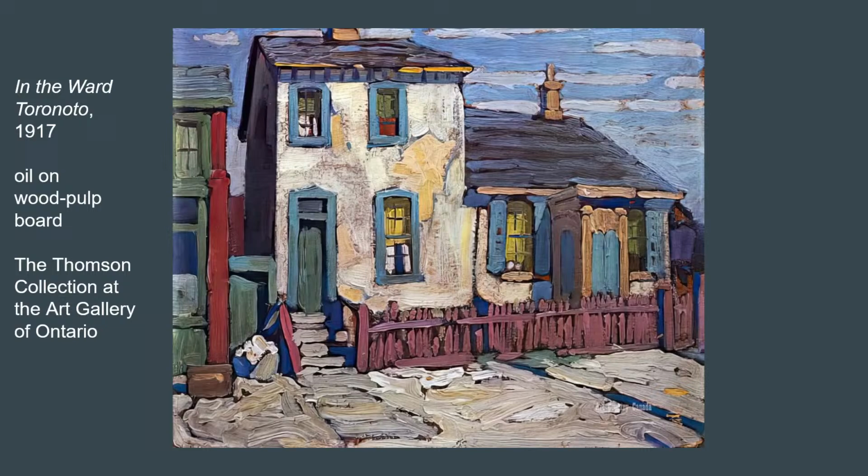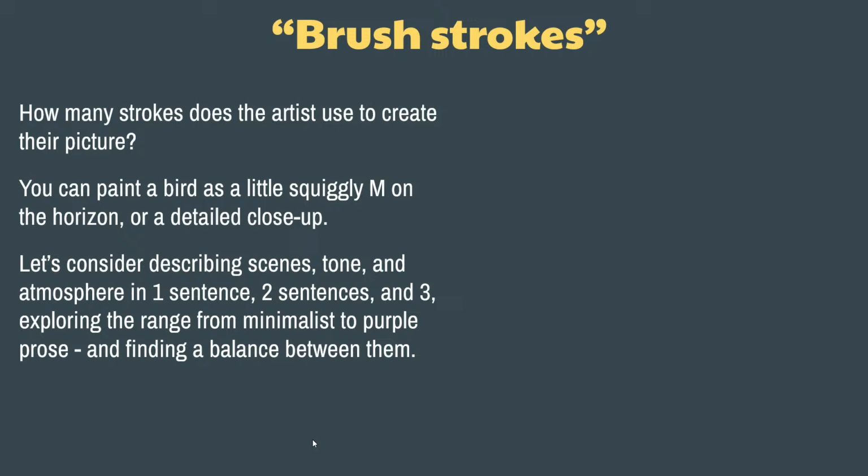Okay. So I want to talk a little bit about the spectrum of minimalist to purple a little bit more and show some examples of what is purple prose. And we're going to try to describe, and you don't have to make it exactly perfect, but we're going to try to pick which details we would focus on. How would we build out a description of this scene?